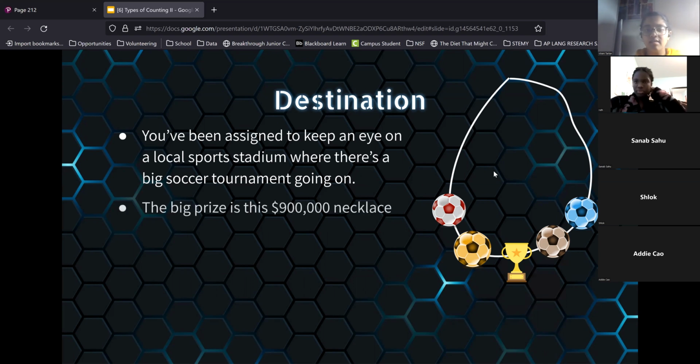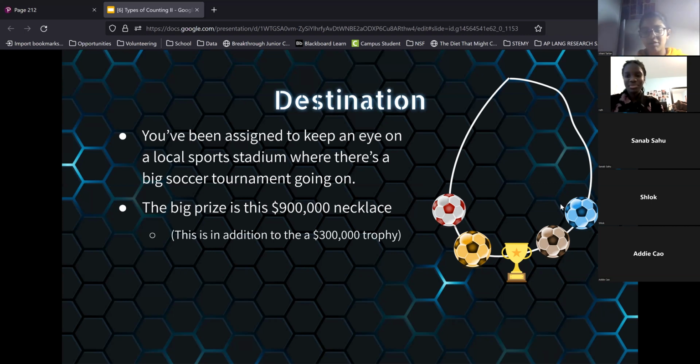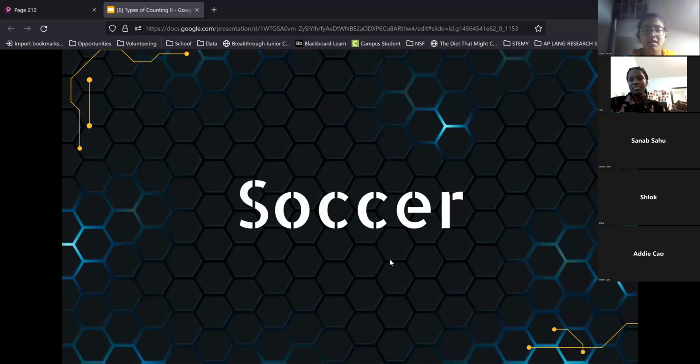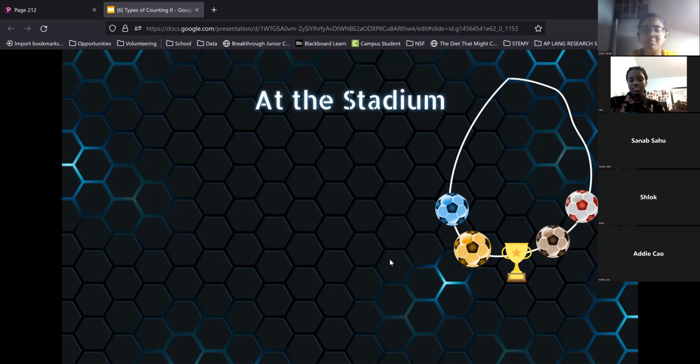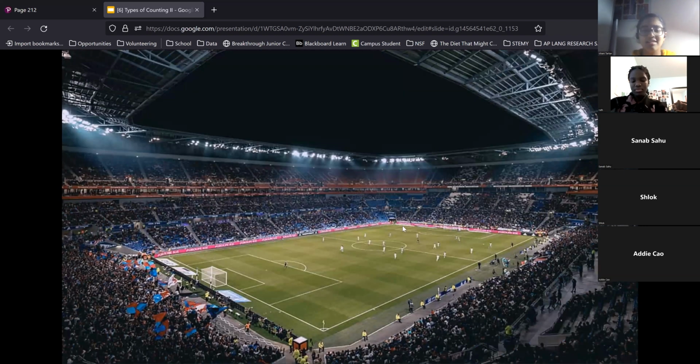So the prize is this $900,000 necklace that is shown on the right. As you can see, it looks very expensive. And this is also in addition to the $300,000 trophy that they'll also be getting, but that's beside the point. So this is the big stadium that you are at.